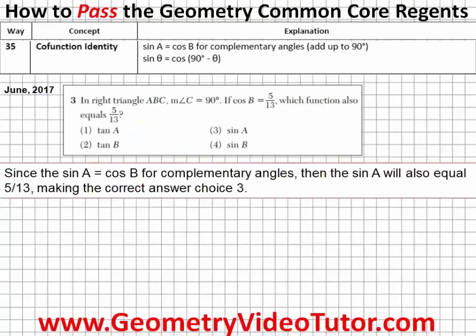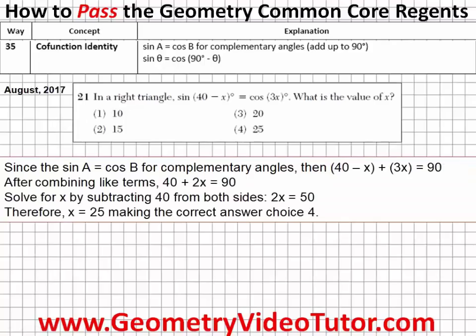All right, that was way number 35 on how to pass the Geometry Common Core Regents. And basically, since the sine of A is equal to the cosine of B for complementary angles, then the sine of A will also equal 5 over 13, making the correct answer choice 3. They told you cosine of B is equal to the sine of A. Okay, so that is pretty basic right there.